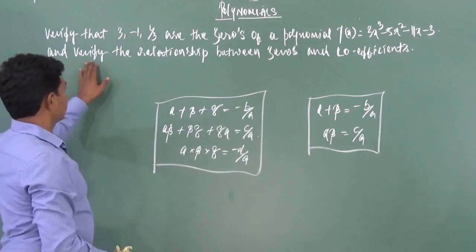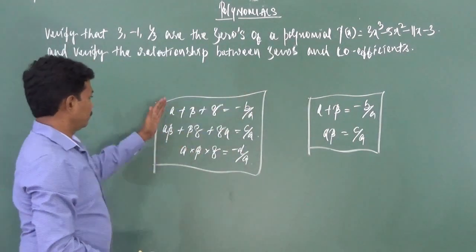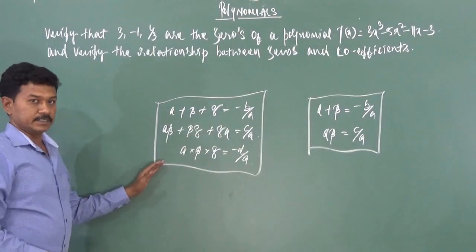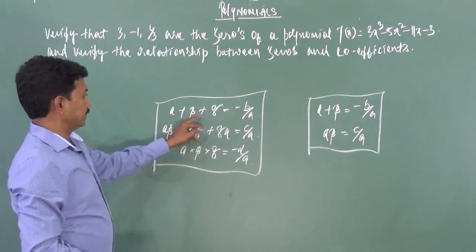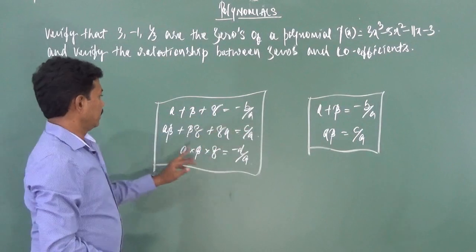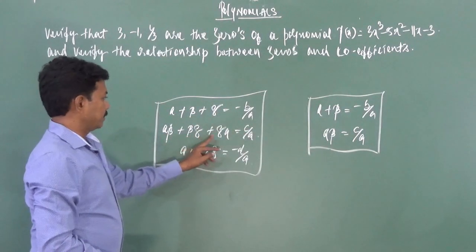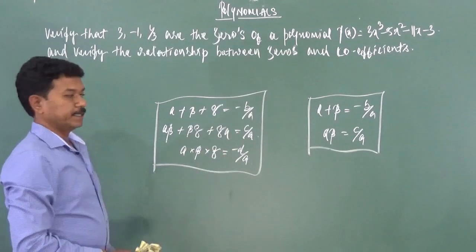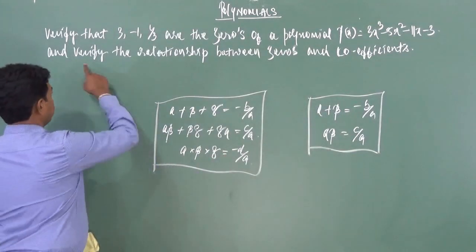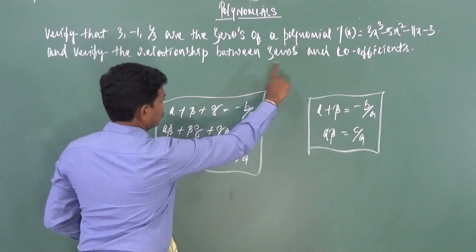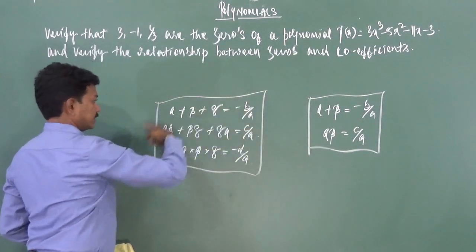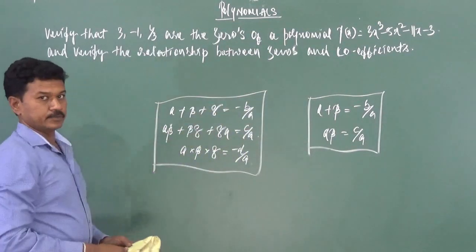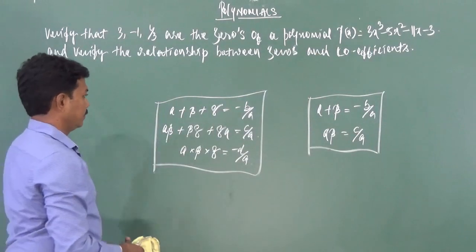In order to do the second part of the problem, we should have knowledge of this relationship, that is alpha plus beta plus gamma is minus b by a, alpha beta plus beta gamma plus gamma alpha is c by a, alpha into beta into gamma is minus d by a. If you are going to verify the relation between zeros and coefficients, you have to use this. Therefore I have reminded you of this once. So let us solve the problem.